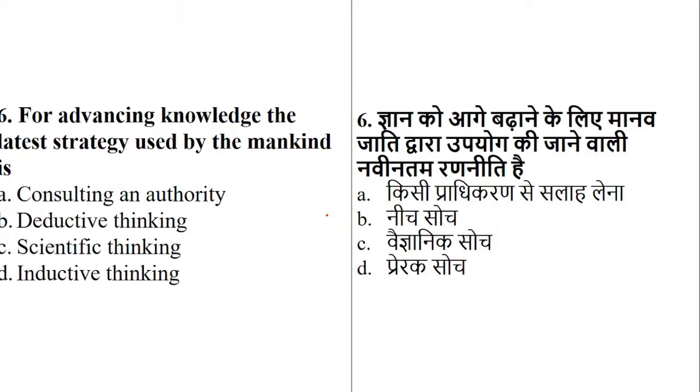Fine. Now let's go to question number 6. Now read carefully. Here also there can be misunderstanding, so read very carefully. For advancing knowledge, now here see, read it very carefully. When we say advancing, it means progressing, improving, going ahead. So for advancing knowledge, the latest strategy which is used by mankind is what? Is it consulting an authority? Is it deductive thinking? Is it scientific thinking? Is it inductive thinking? So if we talk about advancing knowledge, as per the latest strategy, it will be based on which type of thinking.